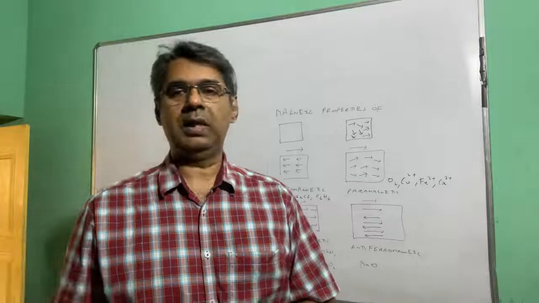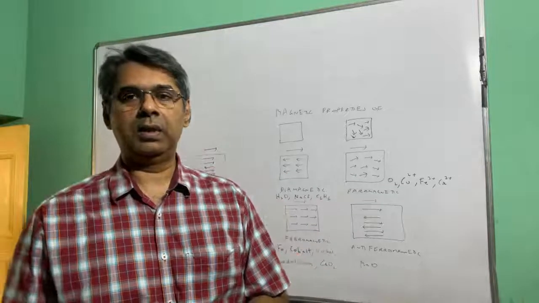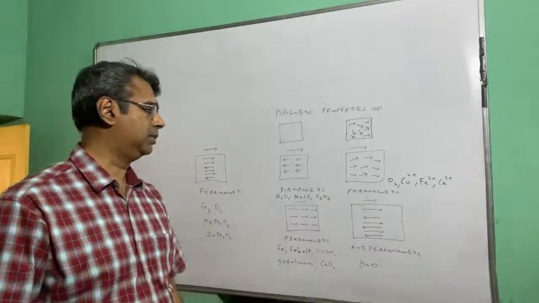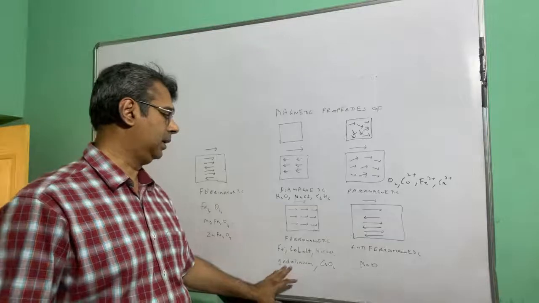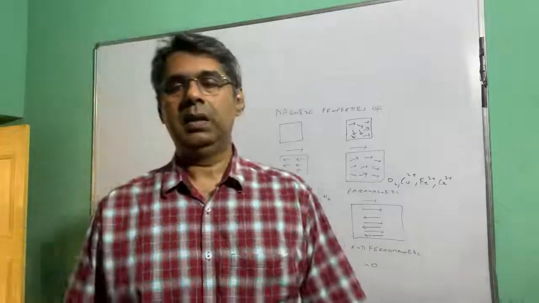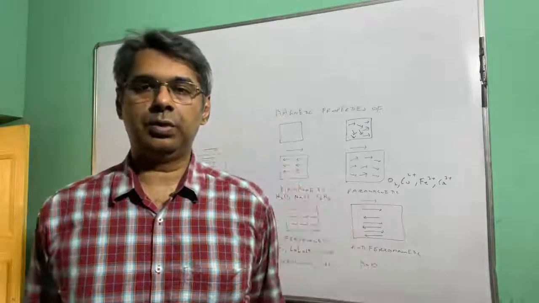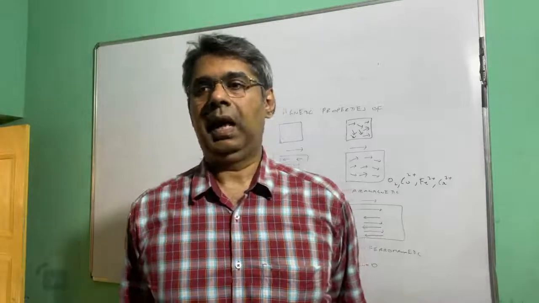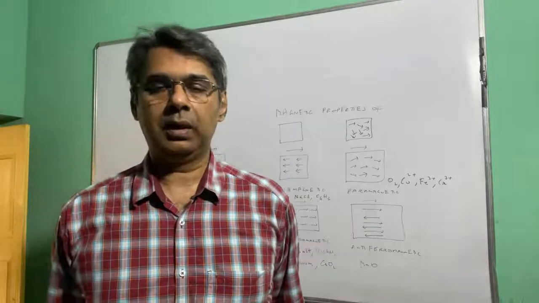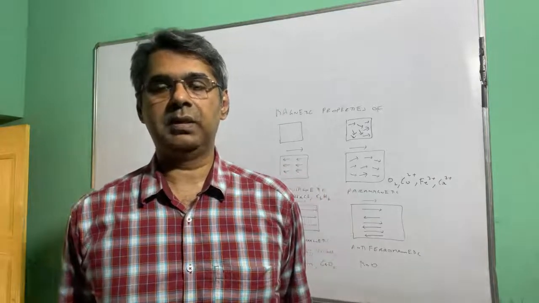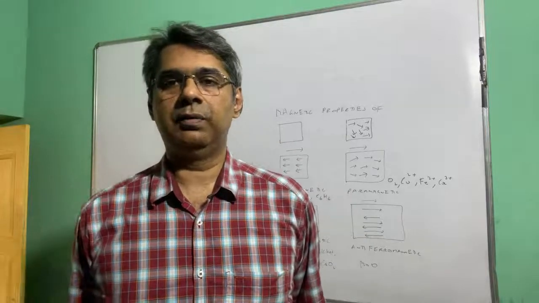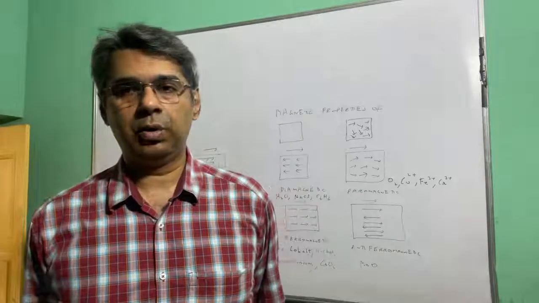So that brings us to an end of this session, and your homework is this: out of these five types, diamagnetic, paramagnetic, ferromagnetic, antiferromagnetic, and ferrimagnetic, you will have to say which one is very suitable for a temporary magnet and which one is very suitable for a permanent magnet. These are your two homework questions.